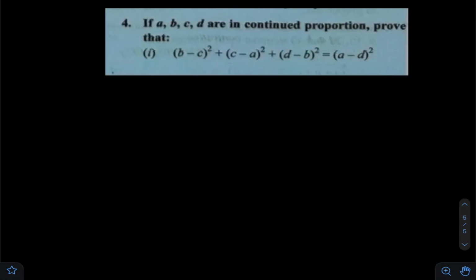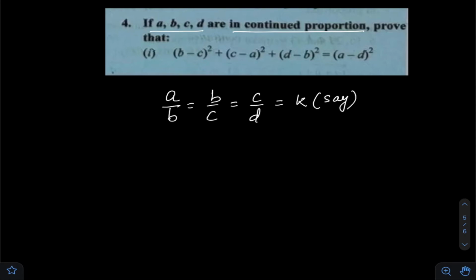Now come to question number 4. Here we have 4 numbers in continued proportion. So we are going to follow the same method. a upon b equals b upon c equals c upon d, and we will assume it equals k.